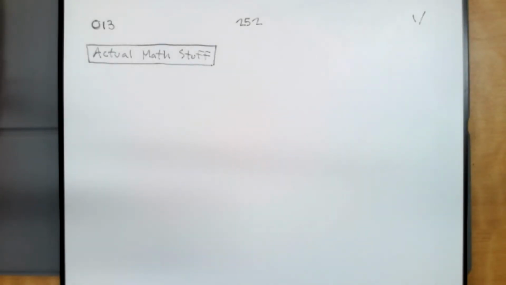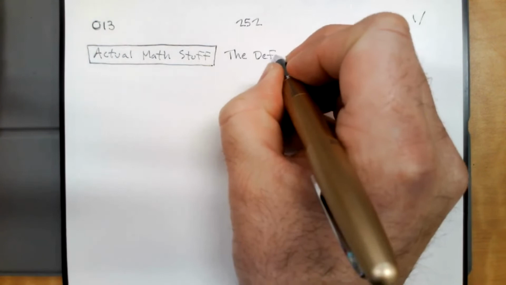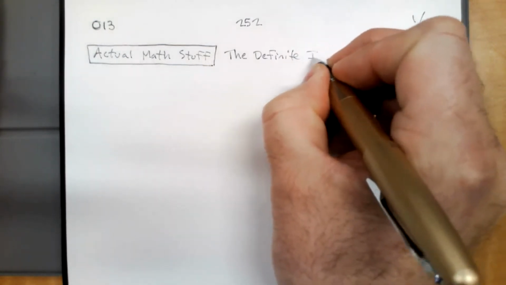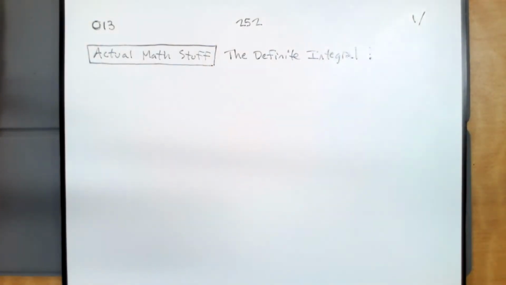Today, as advertised, we're going to talk about actual math stuff. And we're going to begin with the definite integral. We're going to think about the definite integral not as an introducing of the concept, but as a concept that we know a little bit about already. So we just want to summarize the little bit that we know about the definite integral already, and then talk about how we want to think about the definite integral. So let's write down a definite integral.